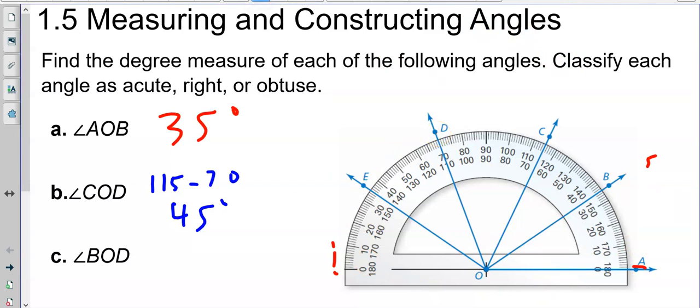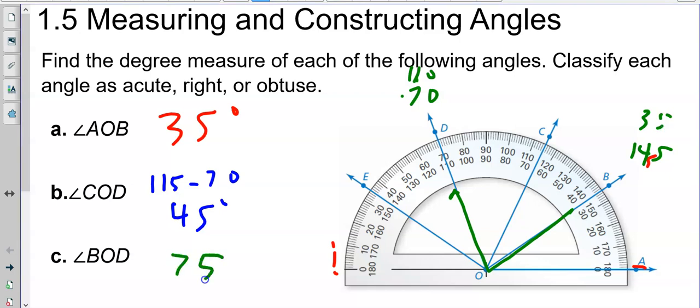BOD, all right, goes here, here, and here. So again, this is 70. It's the same segment we used before, same ray we used before. And over here, if we're using the outside numbers, 145. If we're using the inside numbers, here is 110, and here is 35. Either way, if you subtract those, you're going to get 75 degrees.